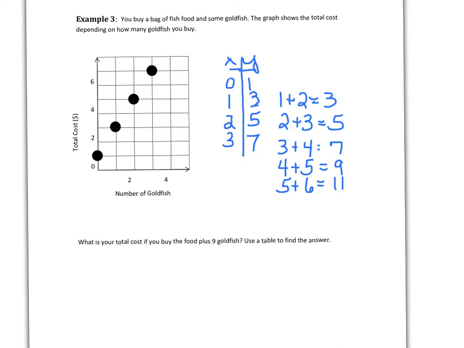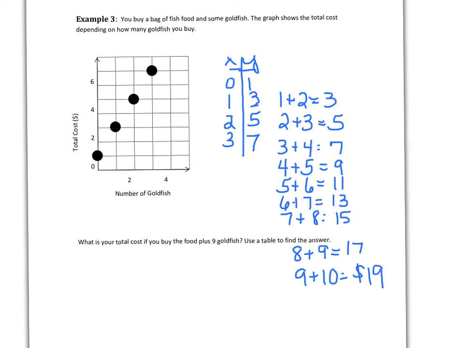Good thing we have Miss Schenzer here. 6 plus 7 is 13. 7 plus 8 would give me 15. And 8 plus 9 would give me 17. Once again, good thing Miss Schenzer's here. All right, and 9 plus 10 then is $19, and that's how much it would cost if we wanted to buy the food for 9 goldfish.